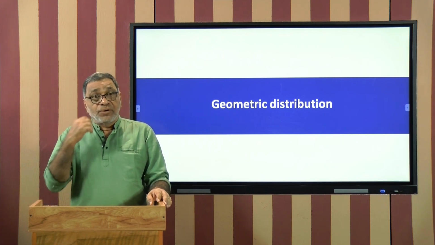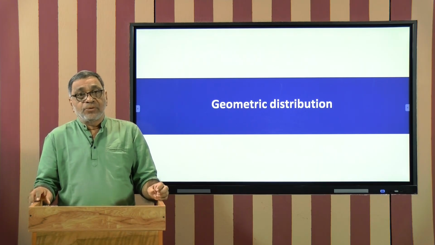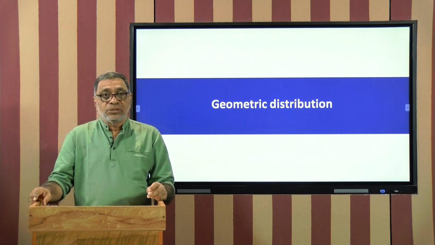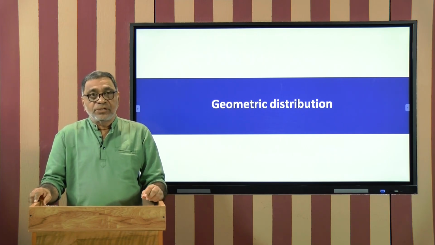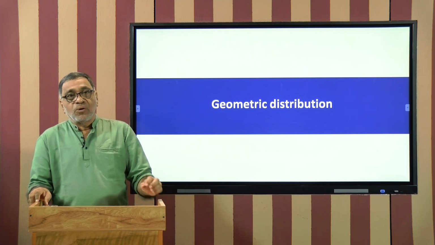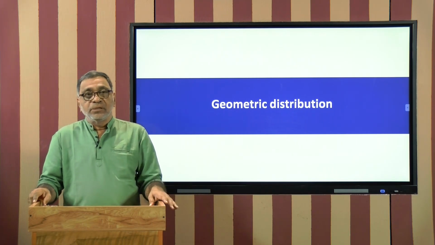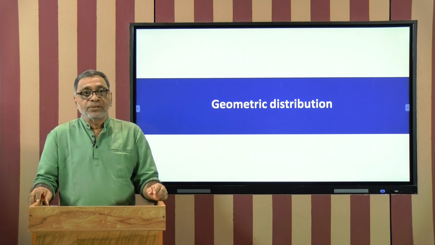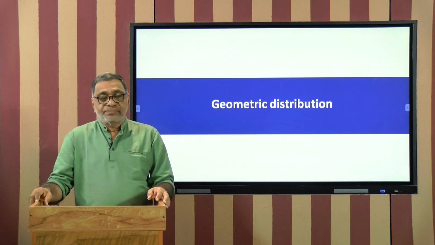How are we defining the geometric distribution? When we discussed the binomial distribution, we considered a Bernoulli sequence of independent trials with the probability of success P. And on the basis of the binomial distribution, we are finding the probability of getting X successes out of N trials.